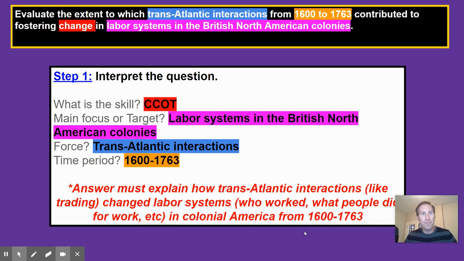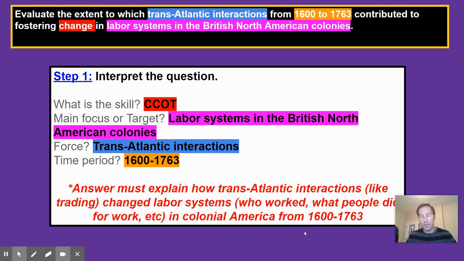So this prompt says, evaluate the extent to which transatlantic interactions from 1600 to 1763 contributed to fostering change in labor systems in the British North American colonies. Now, just like any other prompt, there's specific components to APUSH prompts that you're going to see over and over again. The first one that we always want to identify is what's the skill. In this case, the word change indicates that this is a continuity and change over time essay. But even more important than that, the focus here is on changes and not continuities.